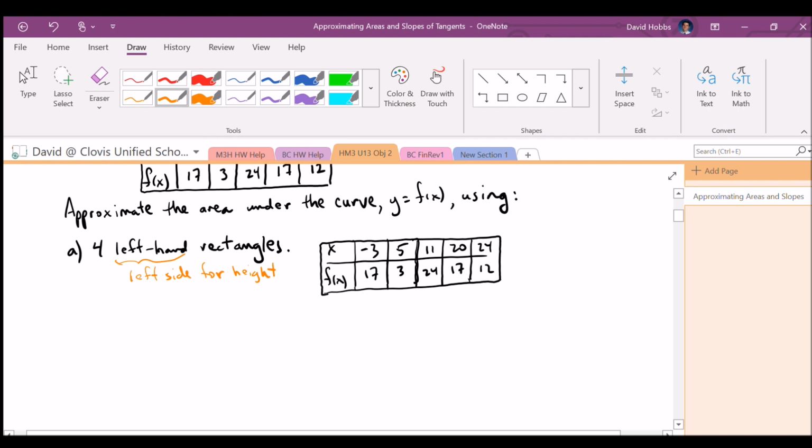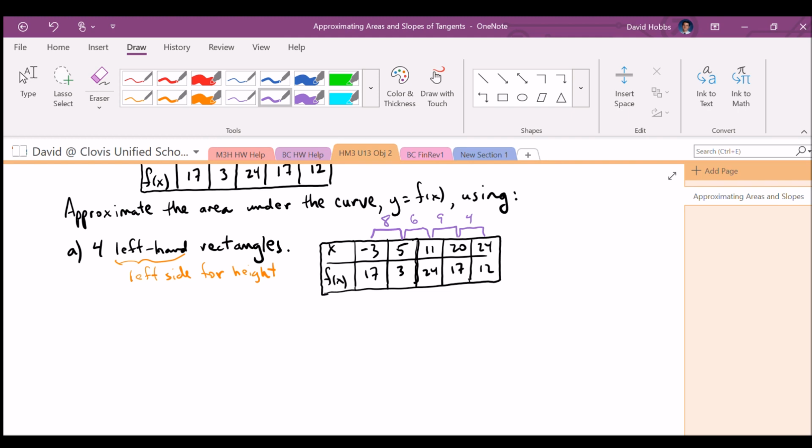Okay, so now when they give you a table of values, they might be equally spaced. They do not have to be equally spaced. For example, take a look here. The x values go from -3 to 5. That's a jump of 8. And from 5 to 11, that's a jump of 6. And from 11 to 20, that's a jump of 9. And from 20 to 24, that's a jump of 4. So probably a lot of times they will be equally spaced, but they do not have to be equally spaced.